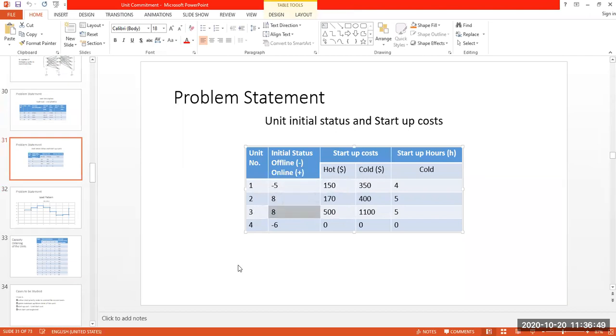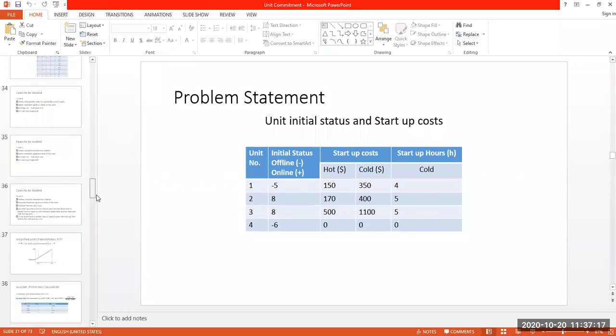So my combination would be what? 0, 1, 1, 0, right? 0, 1, 1, 0. If I start from 1, it is 0, 1, 1, 0. So this is my state to start with. This is the initial status. It is given in this form. So all the minus signs would be considered as 0, the unit is in 0 status, and all the plus signs, the unit is in on status.